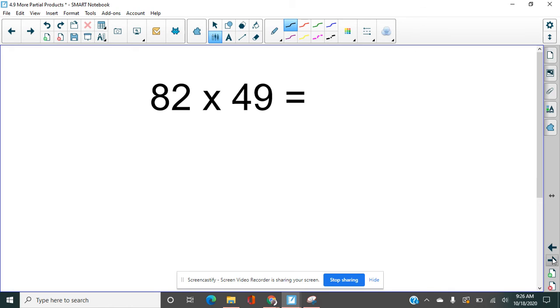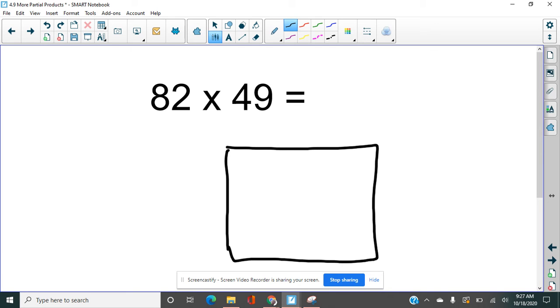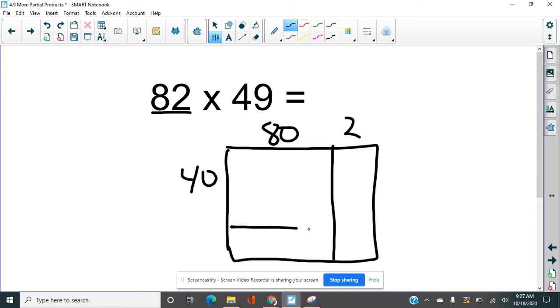All right, let's try this one. 82 times 49. Grab your notebook first. And you need to write this with me, right? You've got to do this so that you can get used to doing this on your own. Draw this box. 82. We're going to split off the 2 from the 80. Draw that. And then 40. Oh, got to split off the 9. 40 and 9. Make yours look exactly like this.